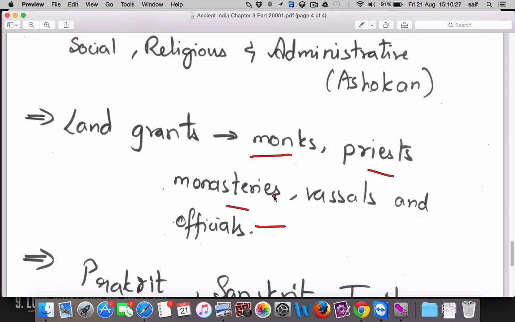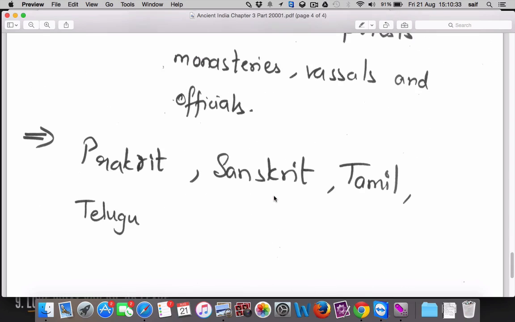So this inscription has been done, and the languages used in inscriptions are Telugu, Sanskrit, Tamil and Prakrit. So these are the languages which were used to do the inscriptions on these things, that is stone, copper, seals, coins.